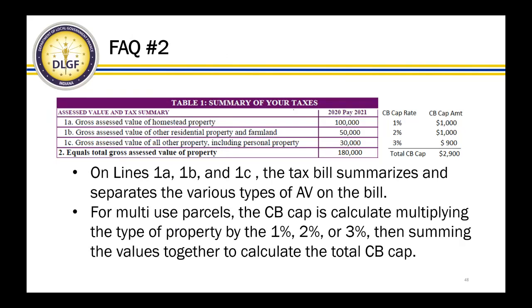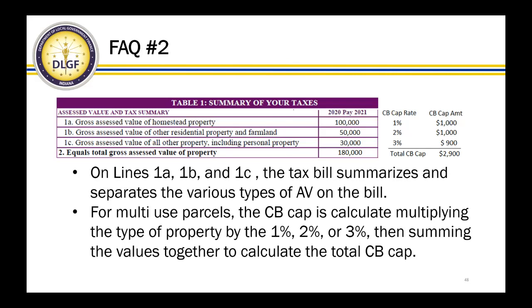This is part of the reason why lines 1A, 1B, and 1C are separated the way that they are. For a multi-use parcel like the one that's sampled here, we've got $180,000 worth of gross assessed value, separated as $100,000 in the 1% bucket, $50,000 in the 2% bucket, and $30,000 in the 3% bucket. To calculate what the circuit breaker cap would be for a parcel configured this way, we'd multiply 1A times 1%, 1B times 2%, 1C times 3%. So the circuit breaker cap in this case is going to be $2,900, because we are multiplying each type of gross assessed value times its individual cap and then summing all three together.